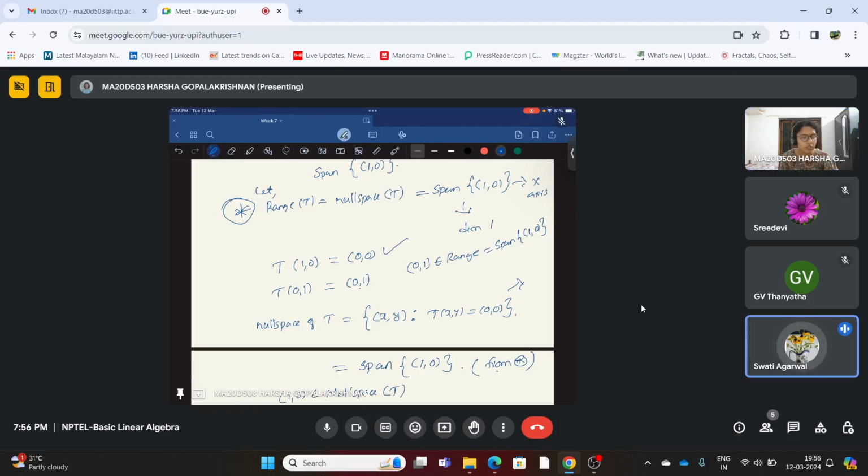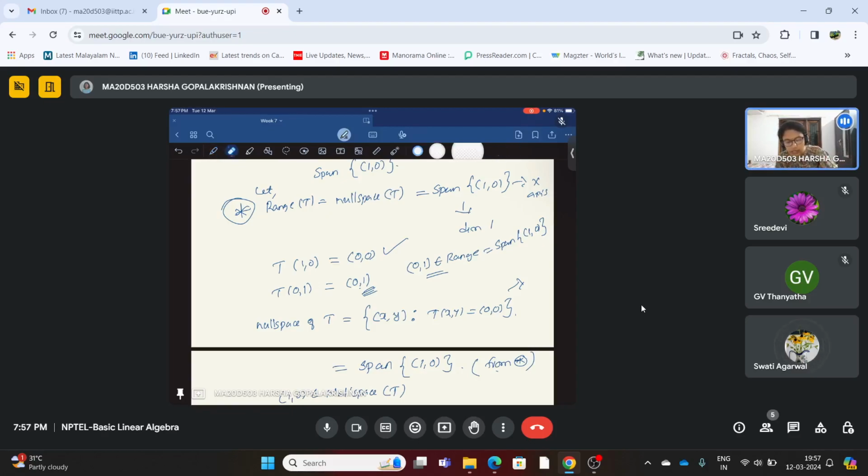Just one clarification. We are saying the range is also the span of (1, 0), right? Elements of the span will look similar to the basis element, right? So is (0, 1) in the range? That is what I am asking. No, it is not possible. So we found T of (0, 1) cannot be (0, 0) or (0, 1).